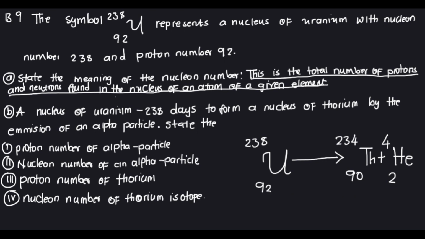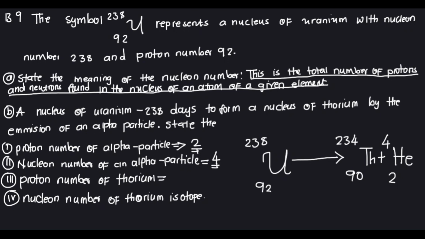Now let's look at the question. Number 1, the proton number of alpha particle. So this is our alpha particle. So the proton number is just 2. For the proton number, you just need to get the number here. So that is our proton number. Then the nucleon number of alpha. So the nucleon number is the mass number. So this is our mass number for the alpha. So we have 4.